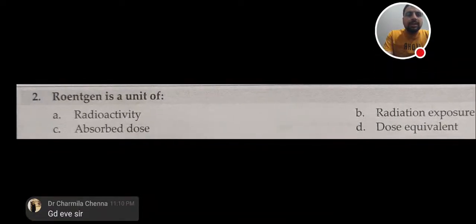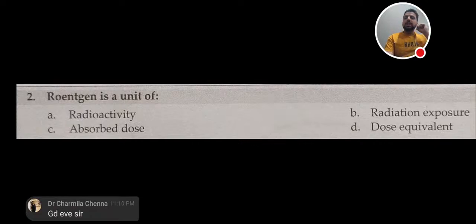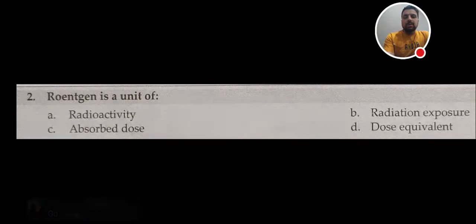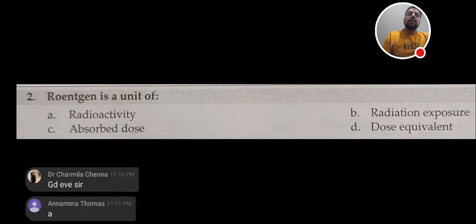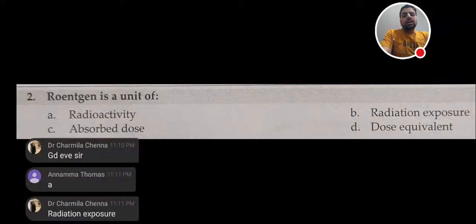Roentgen is a unit of. This question was also asked in NEET PG 2020 examination. The answer here is radiation exposure, whereas for radioactivity, the unit is Curie. Radioactivity, C means Curie. Absorbed dose means rad, RAD.